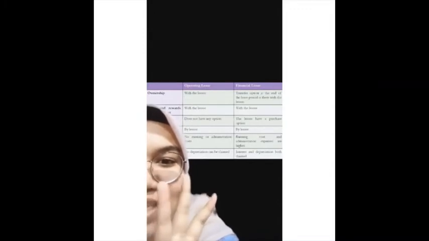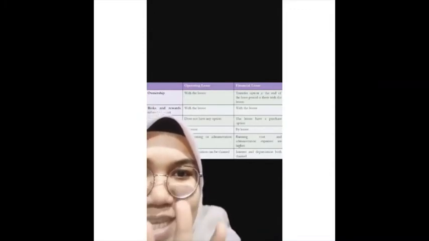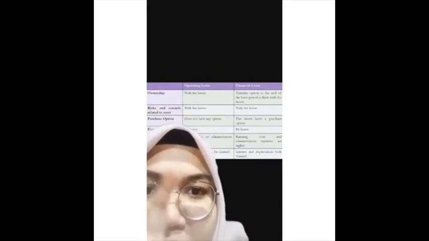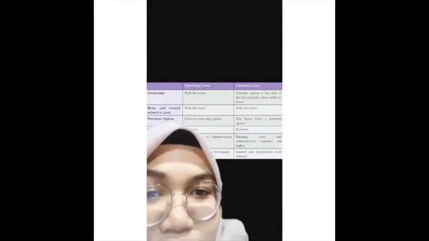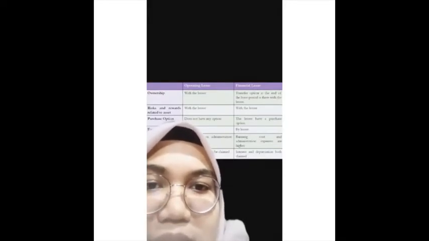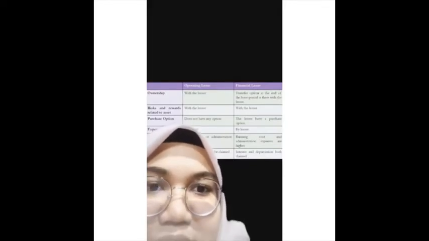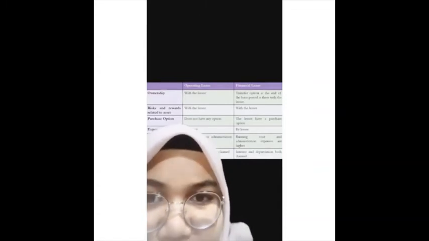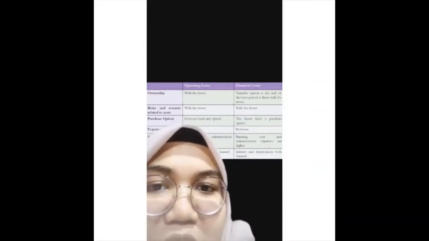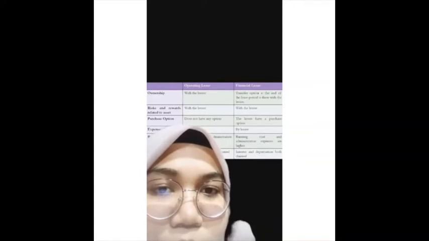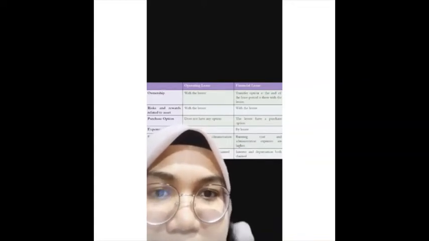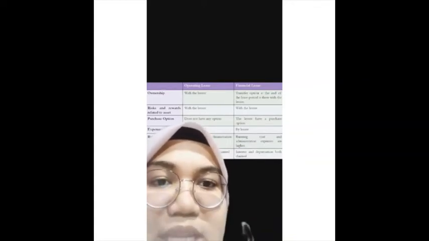Now I want to show you the difference between operating lease and financial lease. For ownership, operating lease is with the lessor, and for financial lease there is a transfer option at the end of the lease period with the lessee. Risk and reward related to the asset: for operating lease it is with the lessor, for financial lease with the lessor.